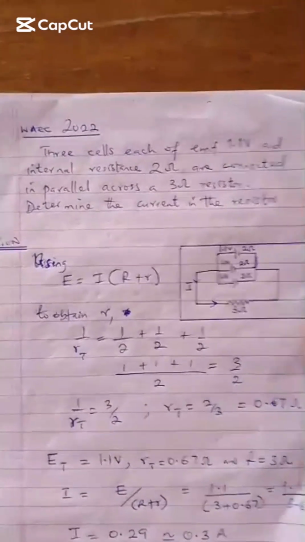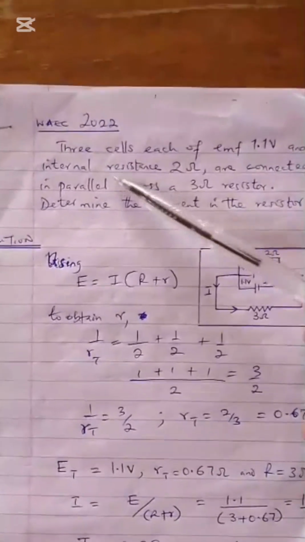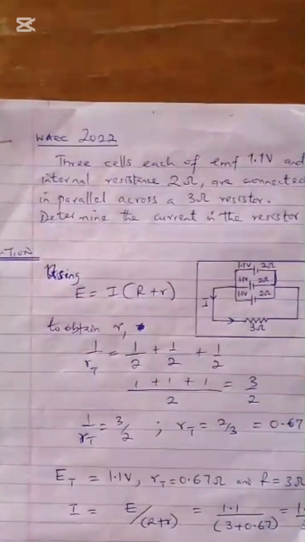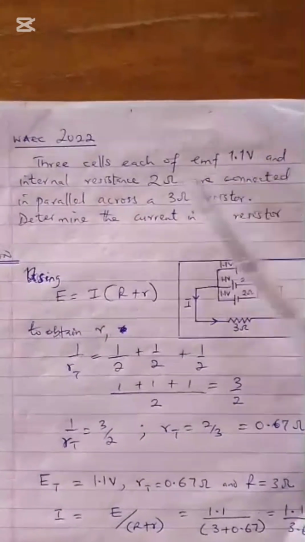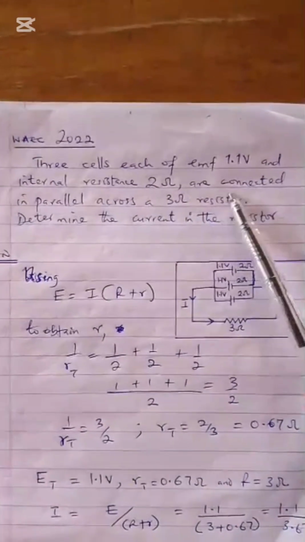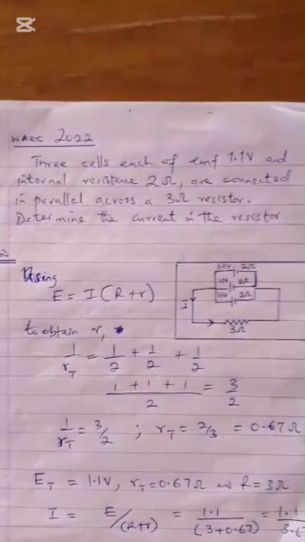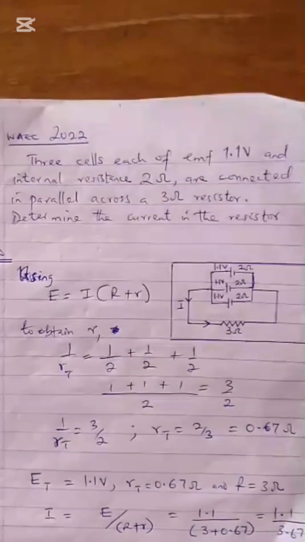Right, so let's look at this question from WAEC 2022. It says 3 cells, each of EMF 1.1 volts and internal resistance 2 ohms, are connected in parallel across a 3 ohm resistor. Determine the current in the resistor.